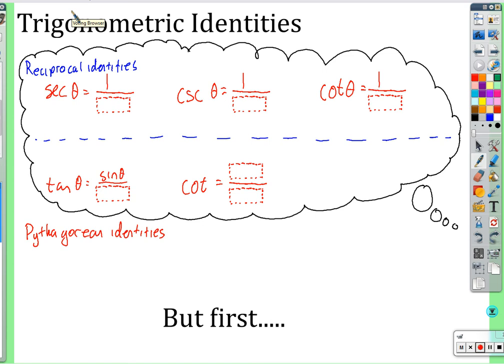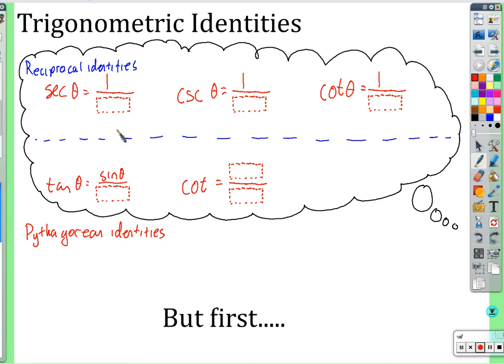You can use these trigonometric identities to solve some problems and simplify some expressions. First, let's start with this little bubble that means remembering, because this is stuff that we should remember that we've seen before.